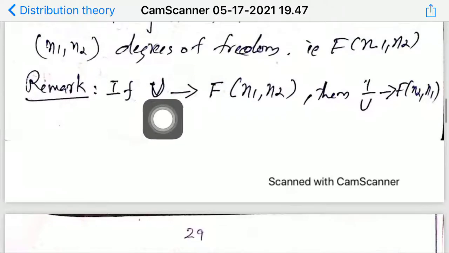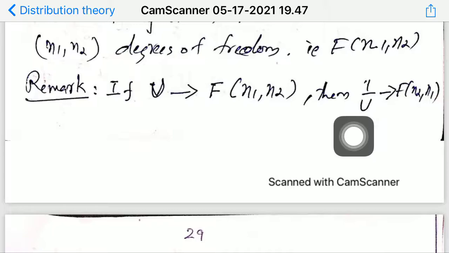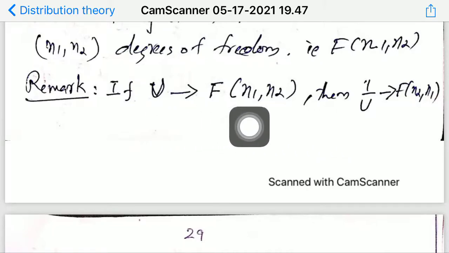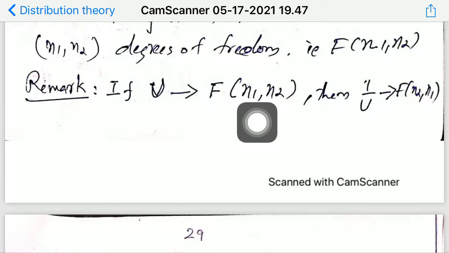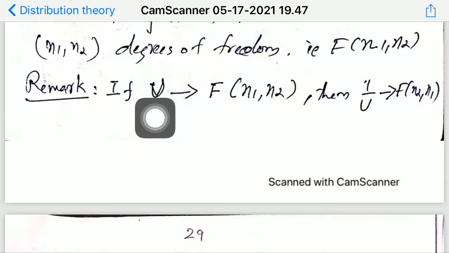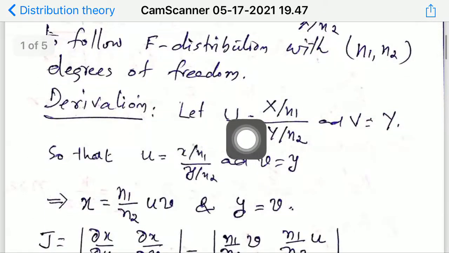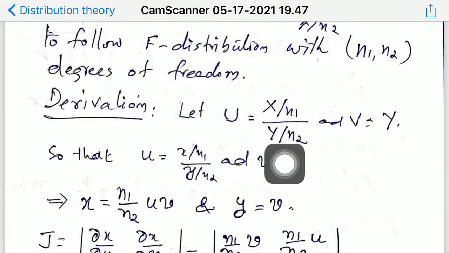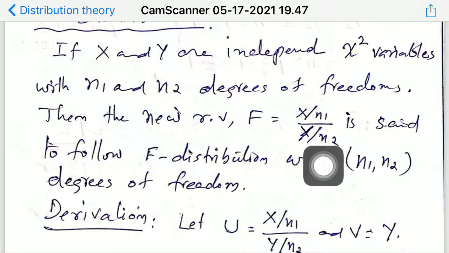And what is the distribution of 1 by u? If u follows an F distribution with n1 and n2, definitely 1 by u follows an F distribution with n2 and n1. That is, you are just interchanging the degrees of freedom of the F distribution. Why? What is u? You can see that u is equal to (x by n1) by (y by n2). F is equal to (x by n1) by (y by n2).